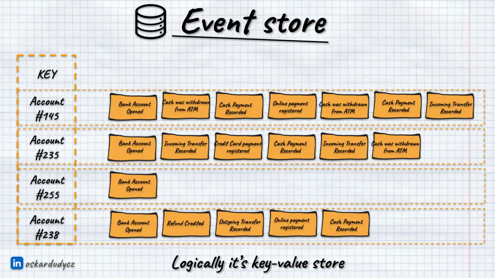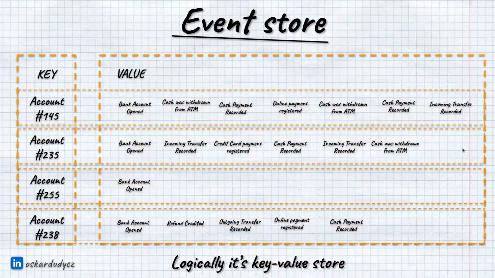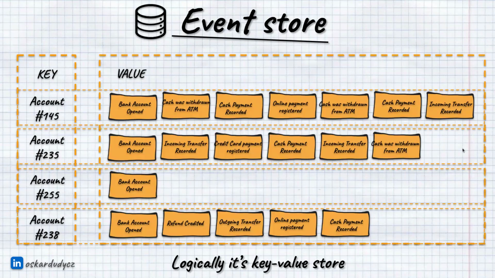So a single record, a single row in the relational table, a single document in the document database should be represented as a single stream. Each bank account, each user, each fulfillment process, each invoice will have its own stream. And by that, as you see, logically, streams are just key value pairs, where the key is the record ID, so entity or process ID, and the value is the sequence of events.